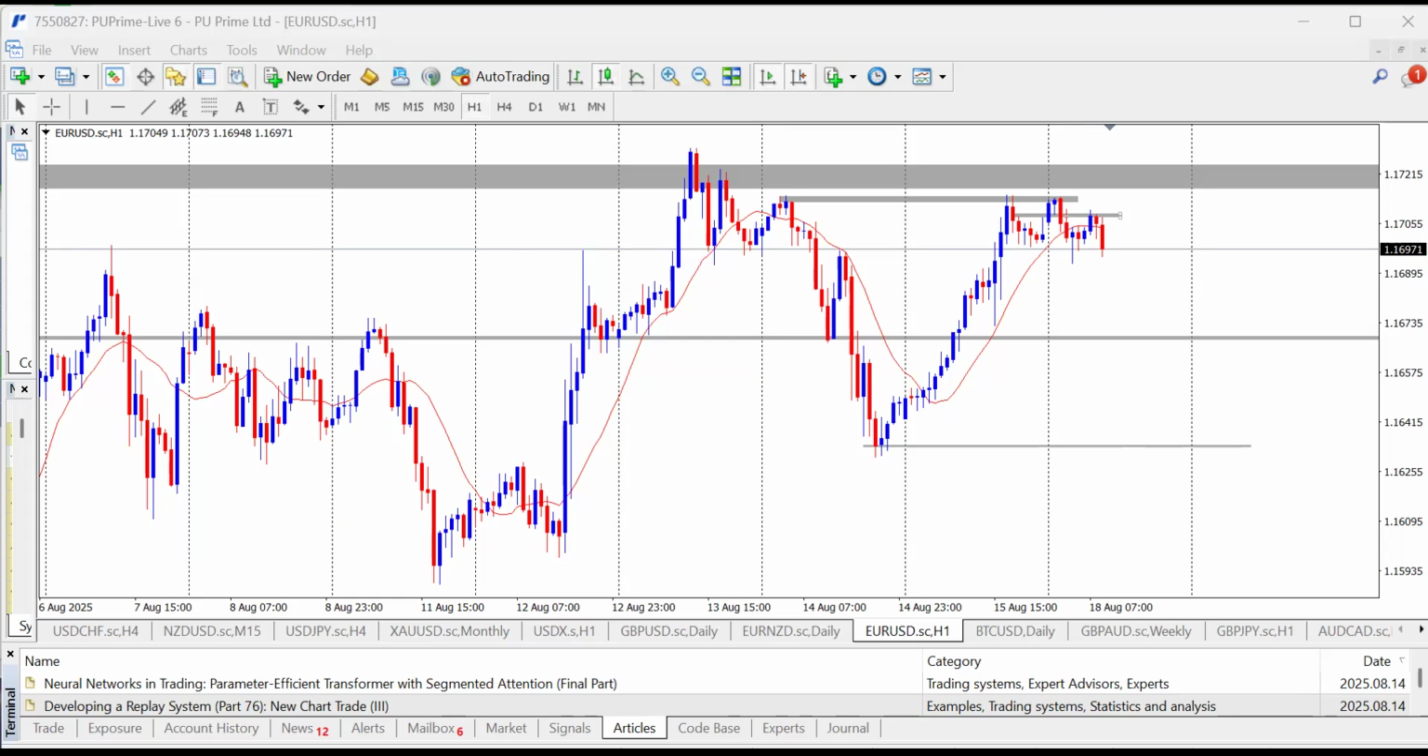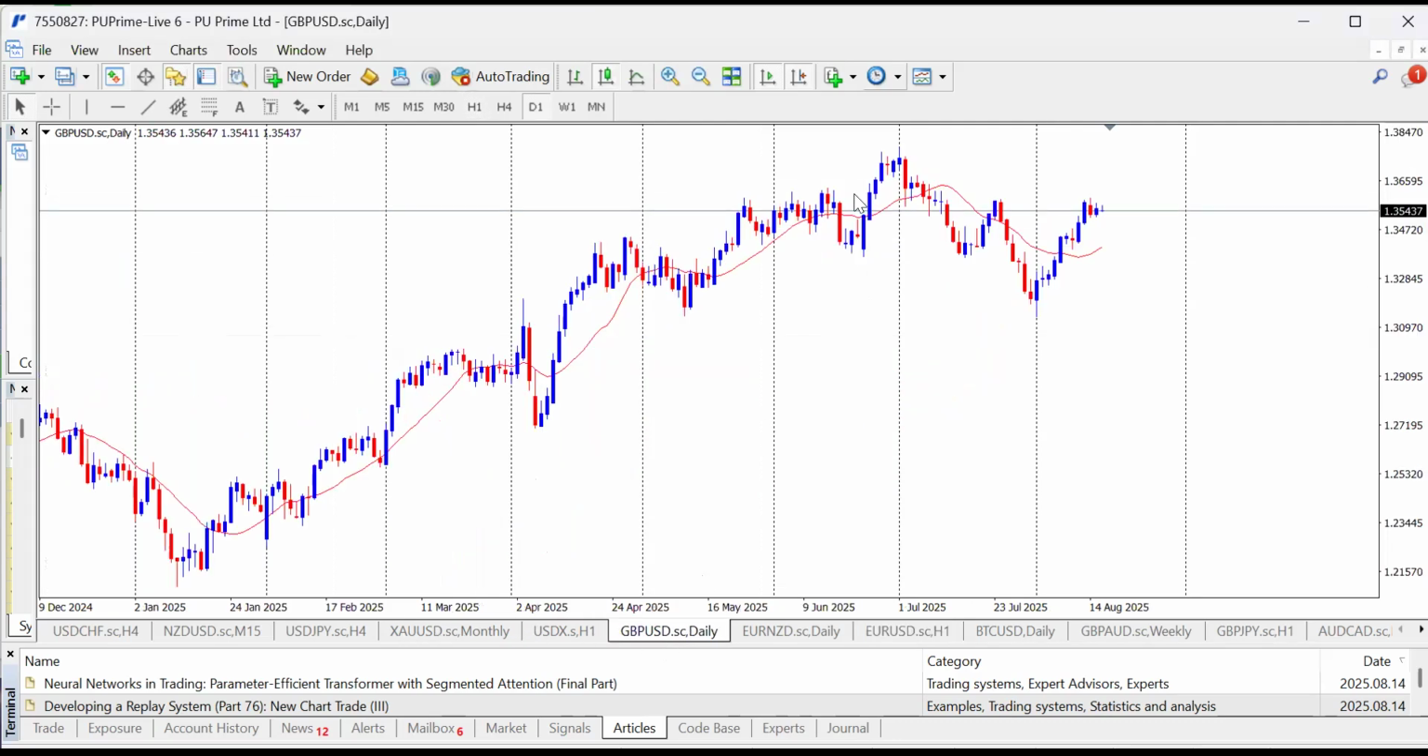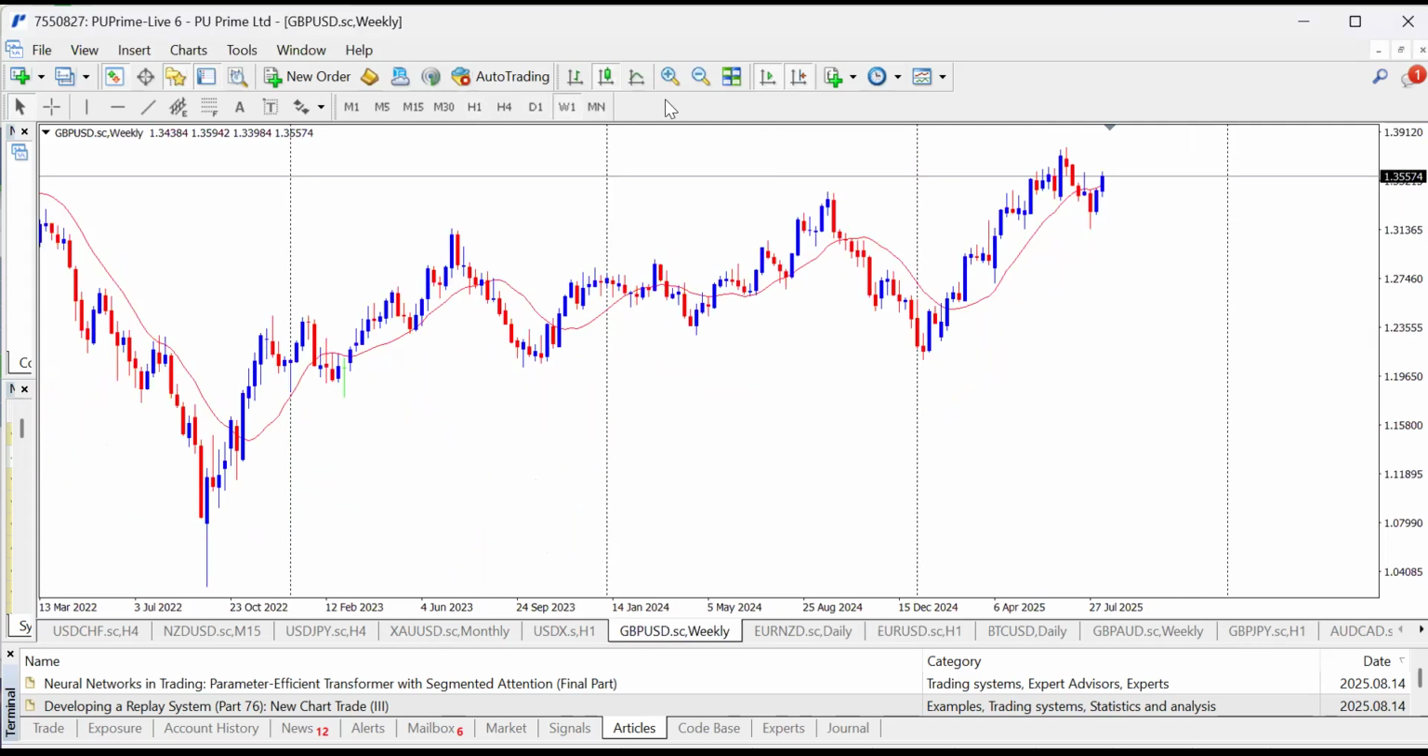Just give me a minute. Okay, so let's go to other pairs. GBP USD. So GBP USD also the same thing.